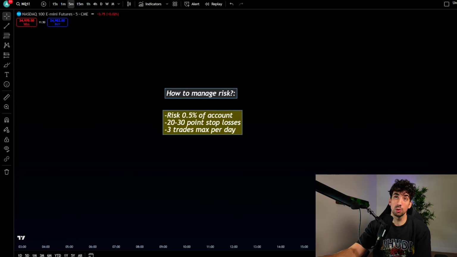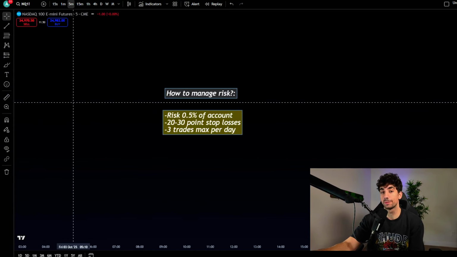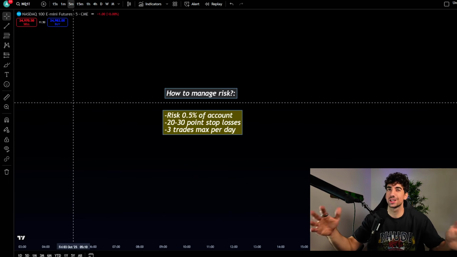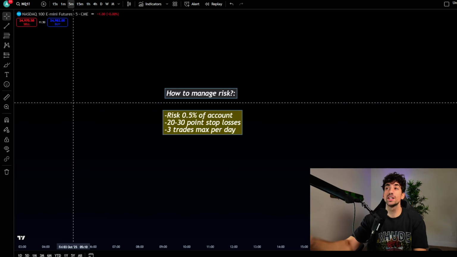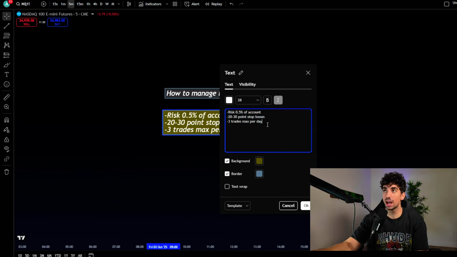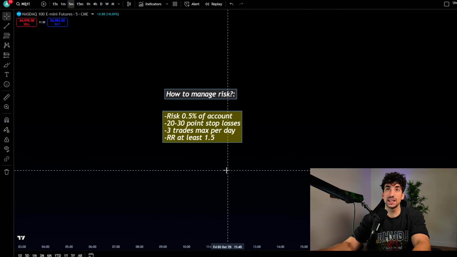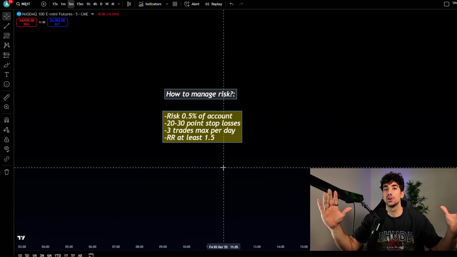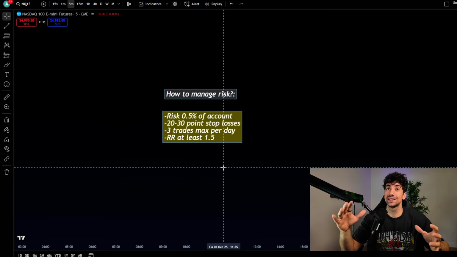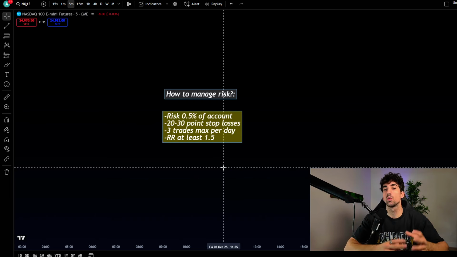I will risk 0.5% of an account, which is my prop firm account, with a typical stop loss between 20 to 30 points, which is a little bit aggressive. But the way I trade, it works really well. 3 trades max per day, and usually I would be looking for an R of at least 1.5. Again, guys, you don't always need a huge risk reward trade. Having a decently high win rate, 60% plus, with at least a 1.5 R will be very, very profitable for you. This is how I manage it.